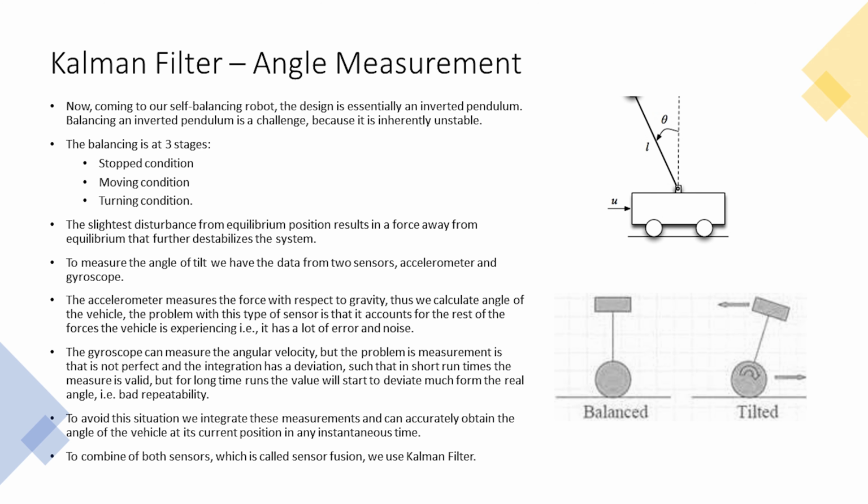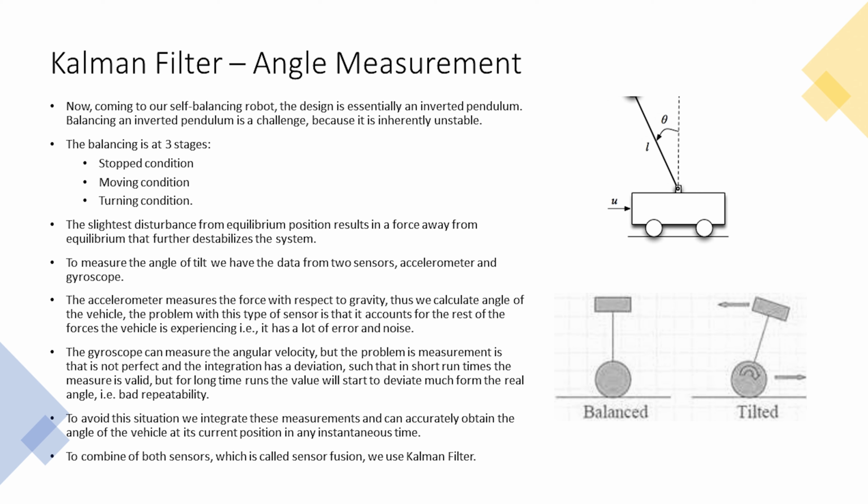The design of the self-balancing robot is based on the inverted pendulum. Balancing an inverted pendulum is a challenge because it is inherently unstable. The balancing of our robot involves three stages: stop condition, moving condition, and the turning condition. The slightest disturbance from the equilibrium position results in a force away from the equilibrium position that further destabilizes the system. To measure the angle of tilt, we have the data from two sensors, accelerometer and gyroscope.